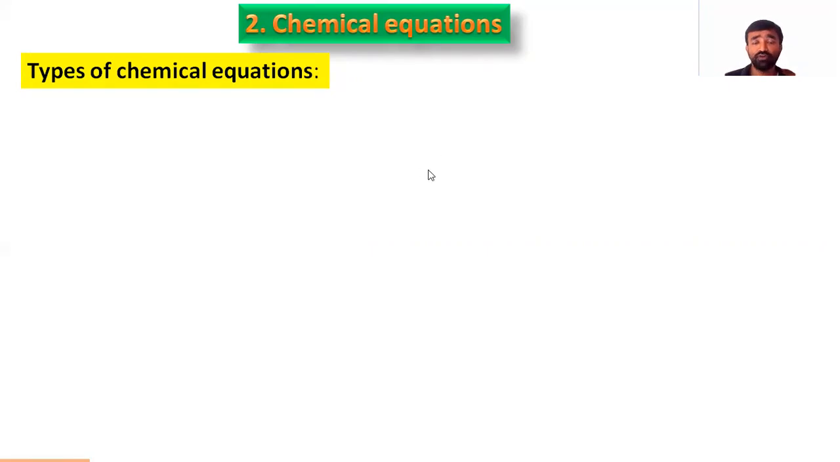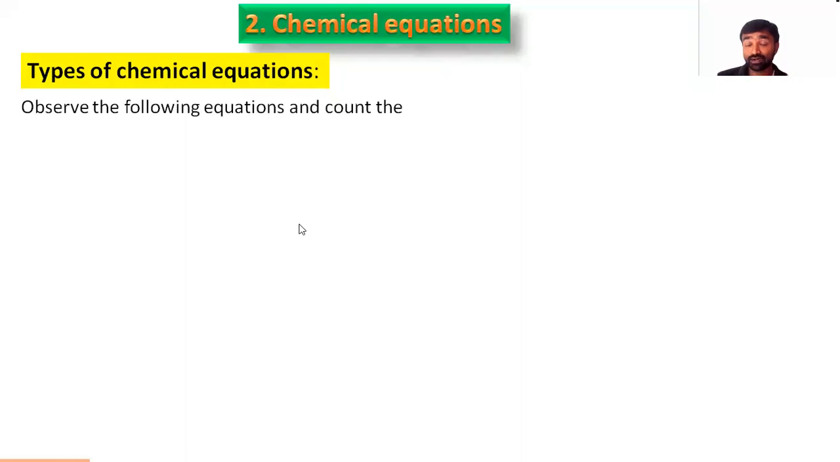Here we are discussing the types of chemical equations. What are the types? Before going into that, we completed three activities. In that, what will we do? We are representing those reactions, activity 1, activity 2, and activity 3.